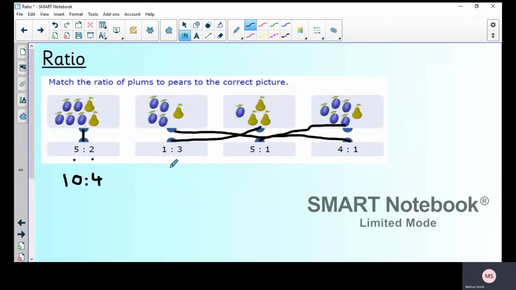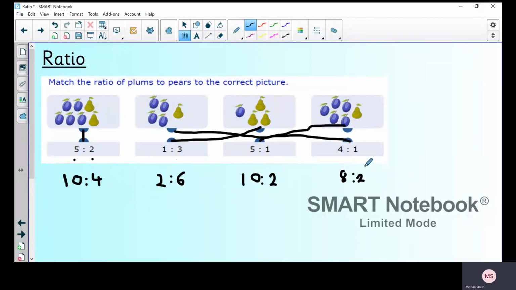Let's have a look at this one. So we're doubling our ratios. We're timesing them both by 2. 1 times 2 is 2. 3 times 2 is 6. 5 times 2 is 10. 1 times 2 is 2. 4 times 2 is 8. 1 times 2 is 2.